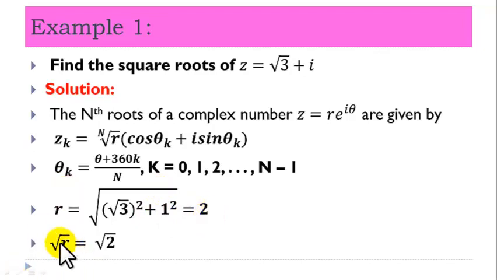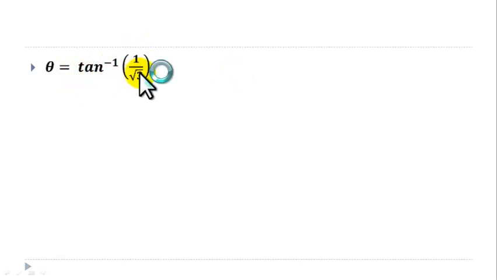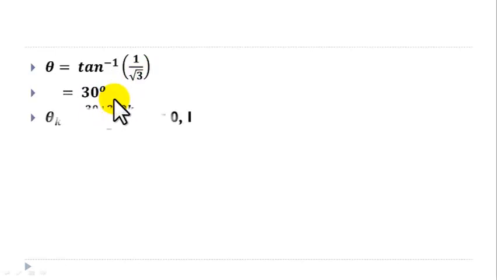Therefore, taking the square root of r, we have square root of r equals square root of 2, since we are finding the square root of the number. And theta, which is the argument of the complex number, is equal to arctan 1 all over root 3, and this is equal to 30 degrees. So therefore theta k is equal to 30 plus 360k all over 2, where k is equal to 0 and 1.